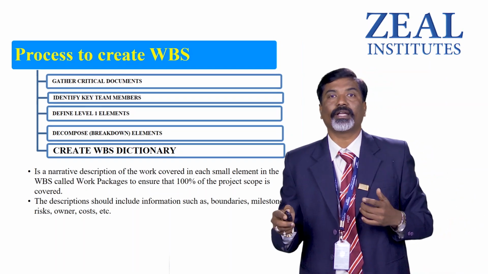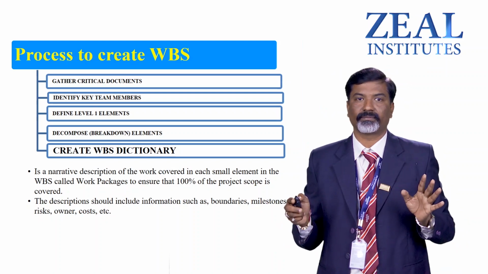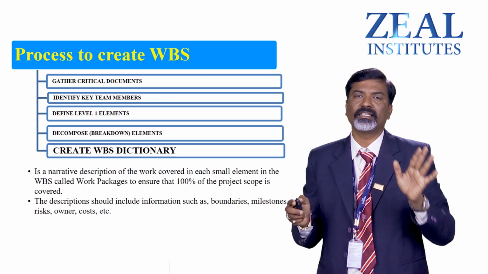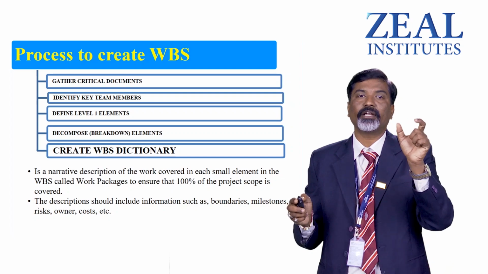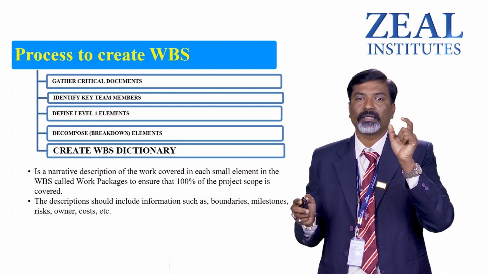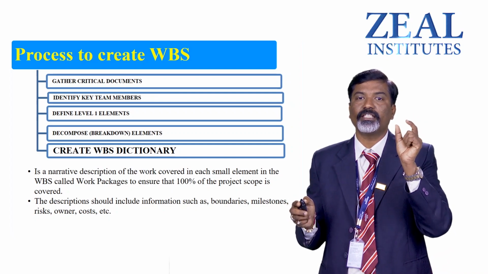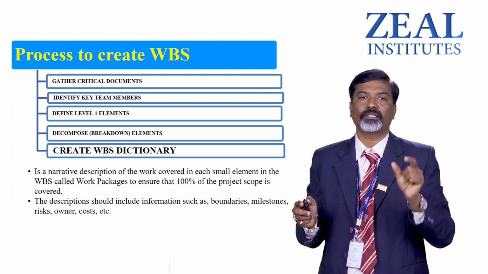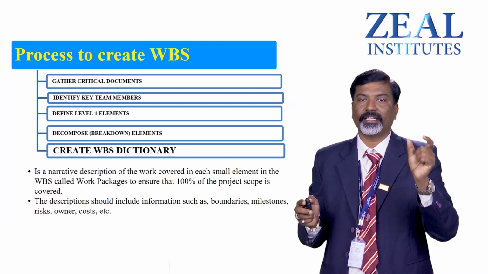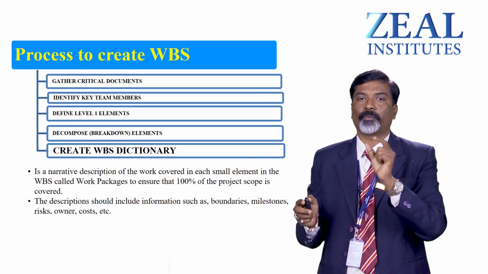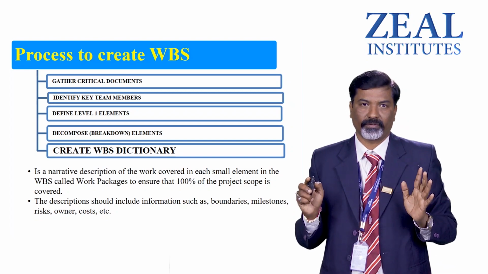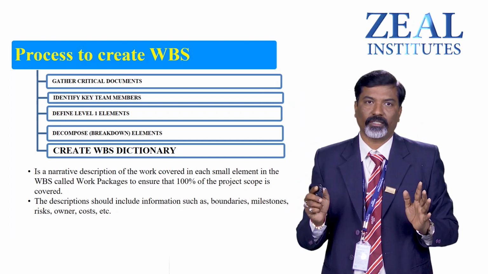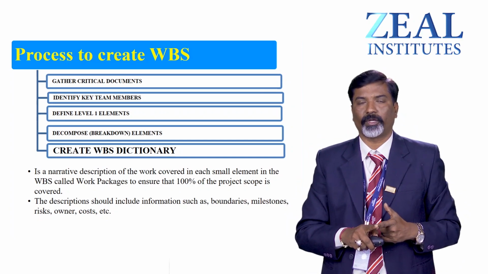Then we need to create the work breakdown dictionary. This dictionary is a narrative description of the work covered in each small unit of the work breakdown structure. These units are also called work packages, and this ensures that 100% of the project scope is covered. So within a particular project, we describe what different activities you are going to perform.